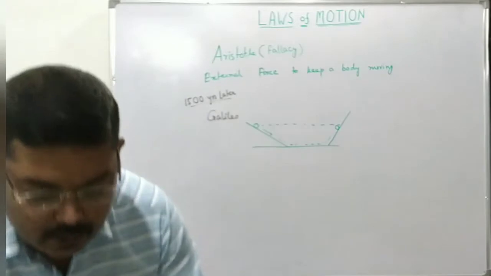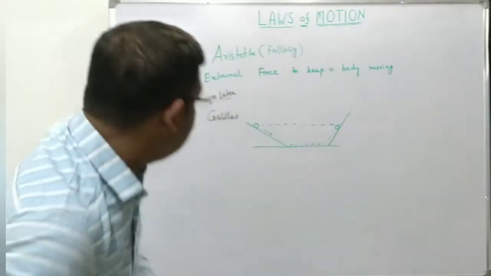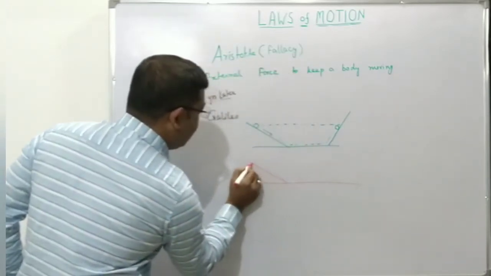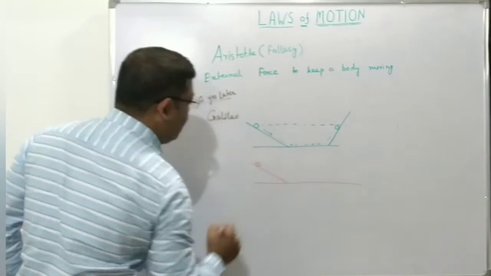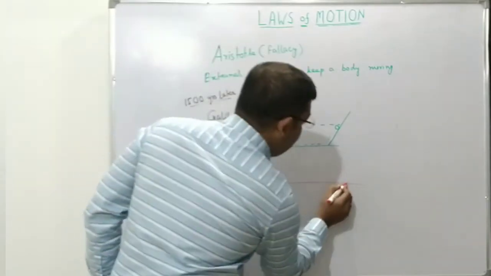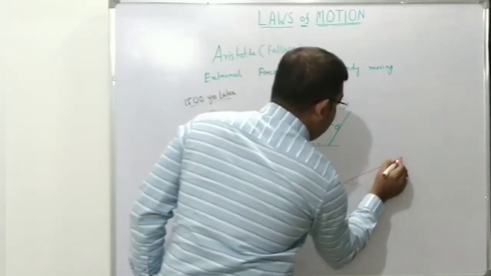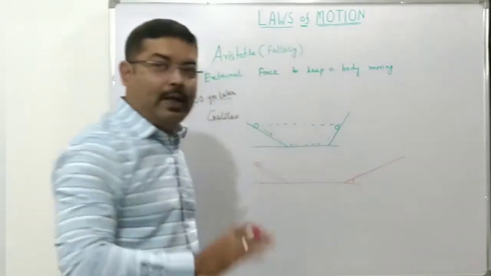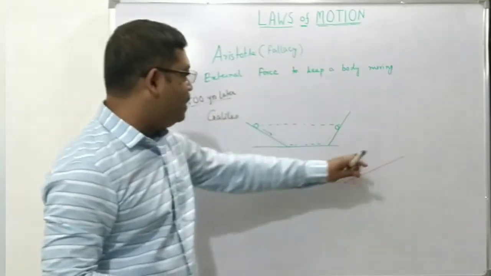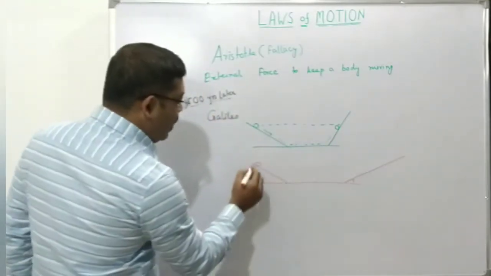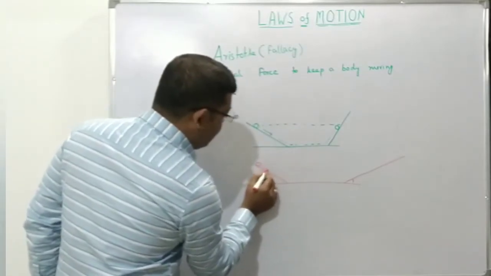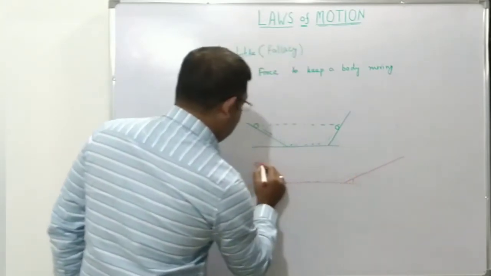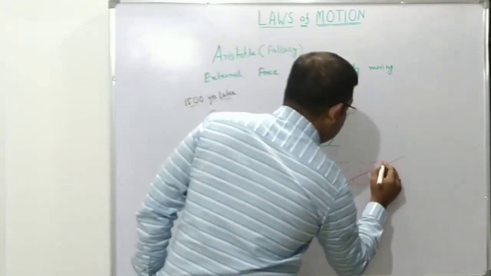Now he took another setup, where the first incline was the same, say, and the height from which the object was released was the same. However, he made the slant much smaller, this angle. So the incline was a little less steep than the previous one. Now what he observed is that even in this case, when the object moves down the incline and keeps on moving along the path, it will keep on moving till it reaches the same height again.